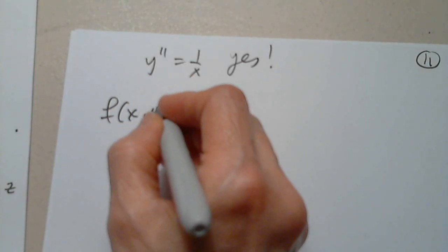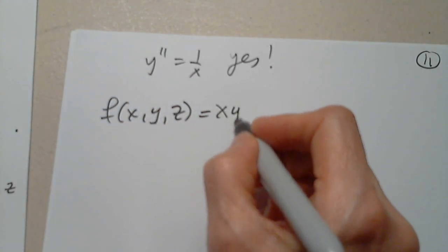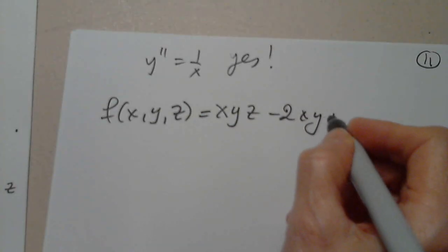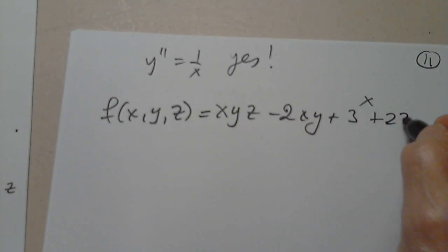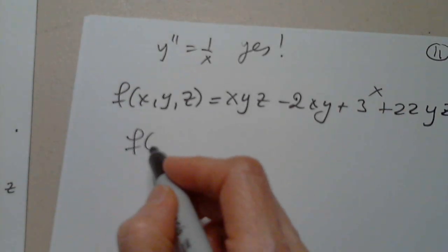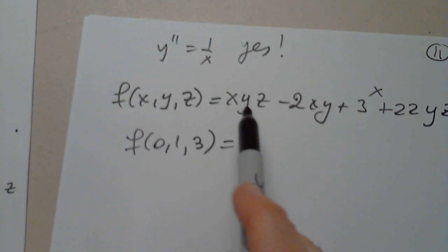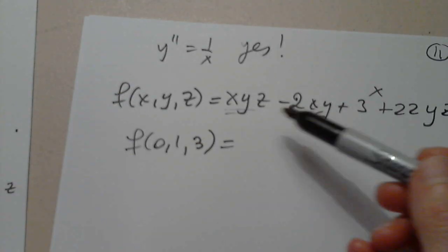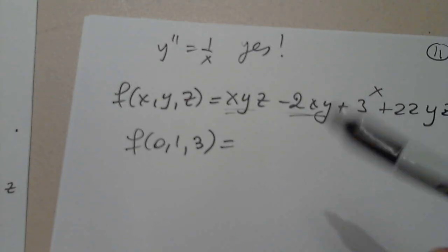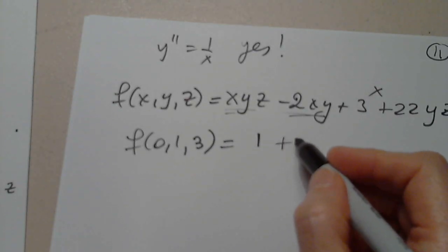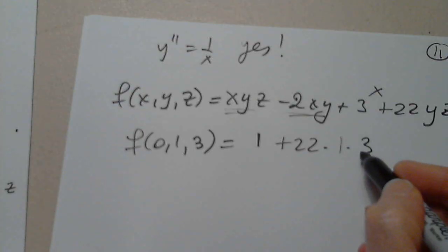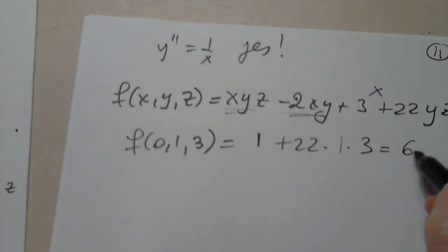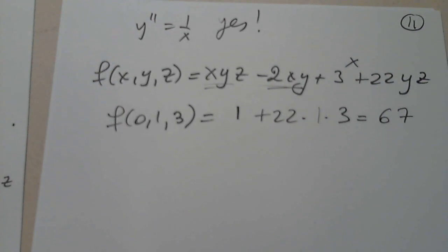So f of x comma y comma z, xyz minus 2xy plus 3 to the x plus 22yz. We're asked to find this. Any term that has x in it is a polynomial, will be 0, but 3 to 0 is 1, and then plus 22 times 1 times 3. So 67. That's all we need to evaluate.